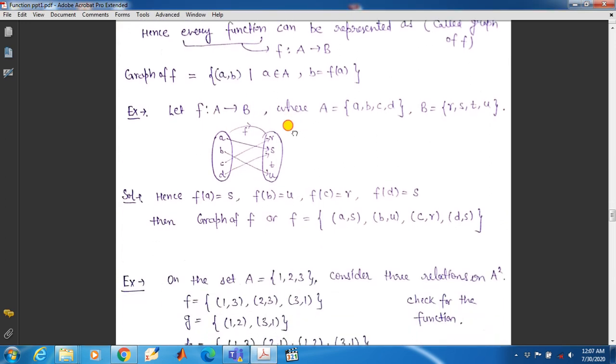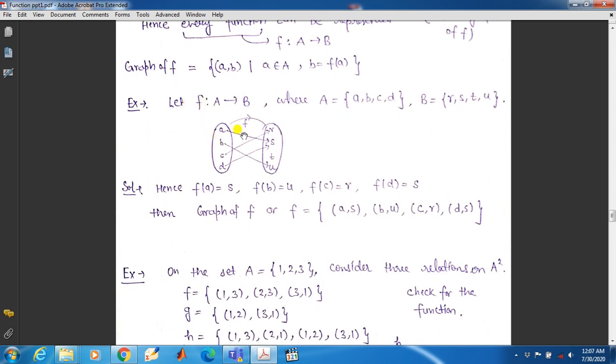For example, here f is a function from A to B, where the set A is {a, b, c, d} and the set B is {r, s, t, u}, such that a is mapped to s, b is mapped to u, c is mapped to r and d is mapped again to s. Then how will you write down the graph of f, or simply the function in terms of relation? We write the terms as ordered pairs.